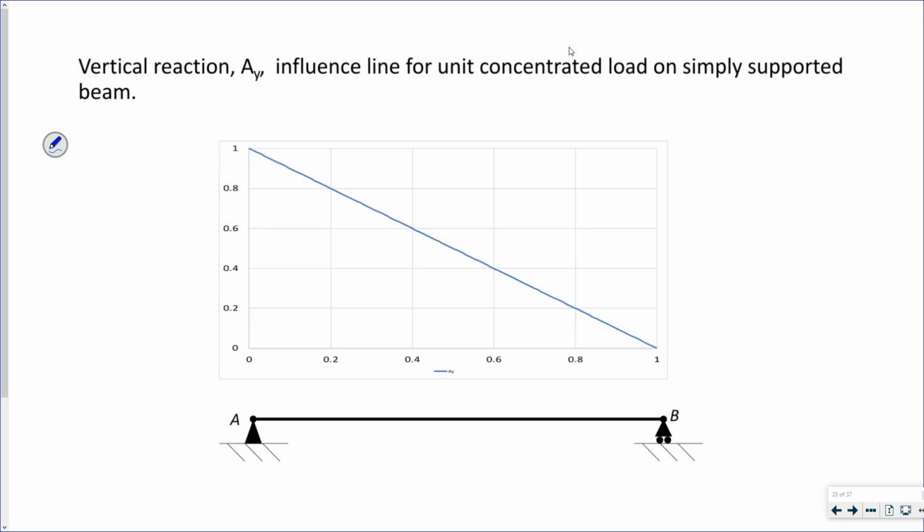So this was the vertical reaction at A, influence line. If I wanted to put the load at there, my vertical reaction would be my load times this value here, which is 0.2.